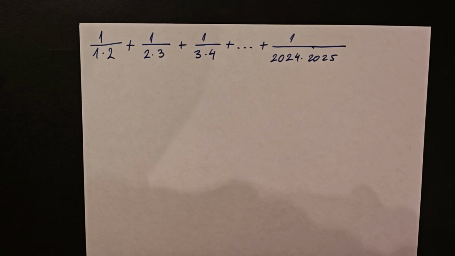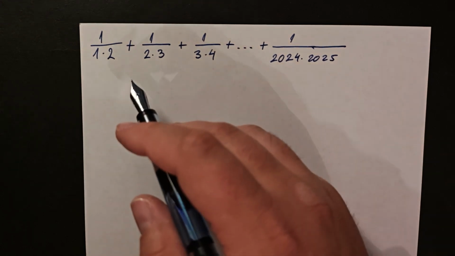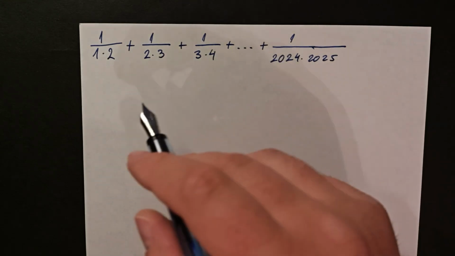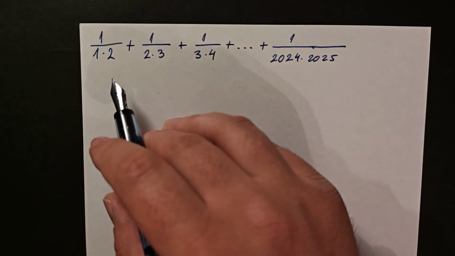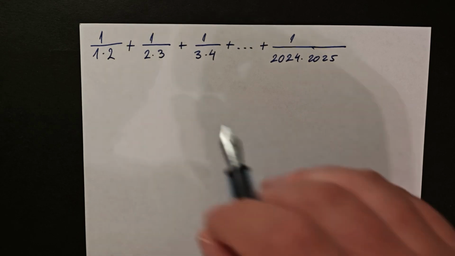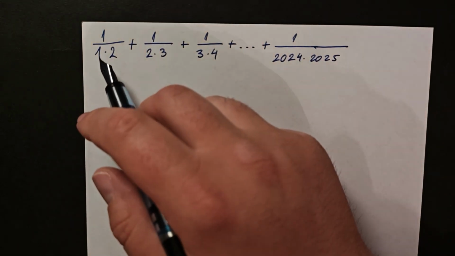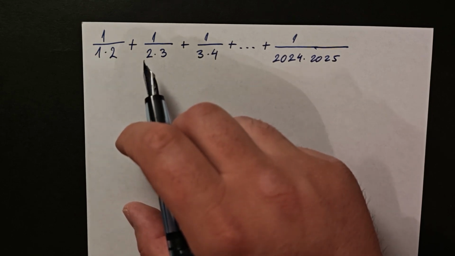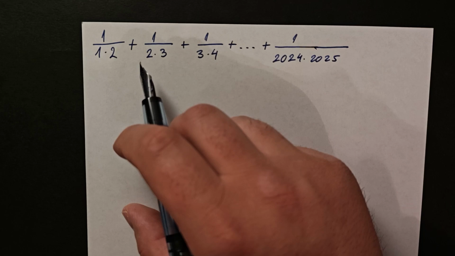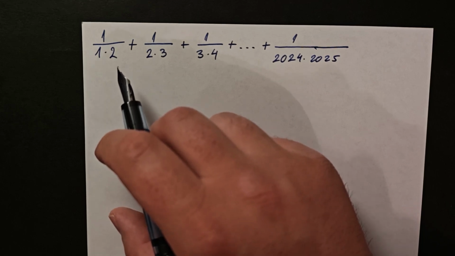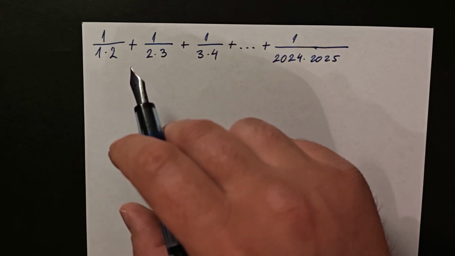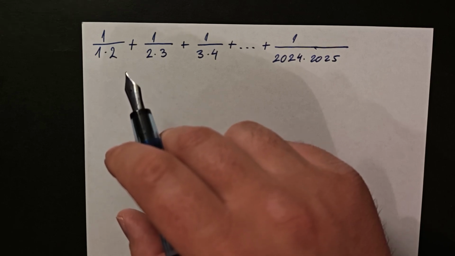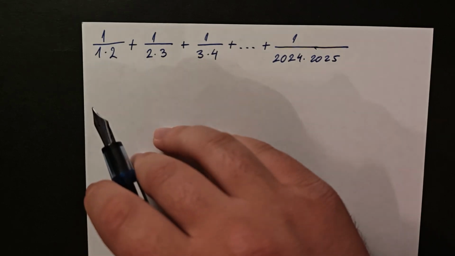In order to solve this problem, we have to first notice a pattern which appears. In the numerator of every fraction you have number 1, and in the denominator of every fraction you have the product of two numbers. So for the first fraction those numbers are 1 and 2. And for every fraction after the first one, you are going to take the numbers from the previous term and raise both of them by 1, and that will give you the denominator of the current fraction.